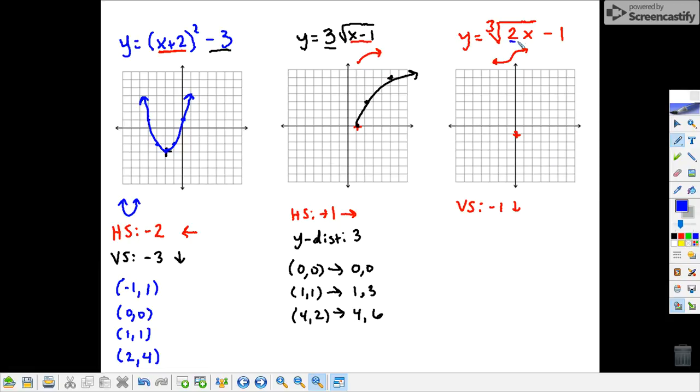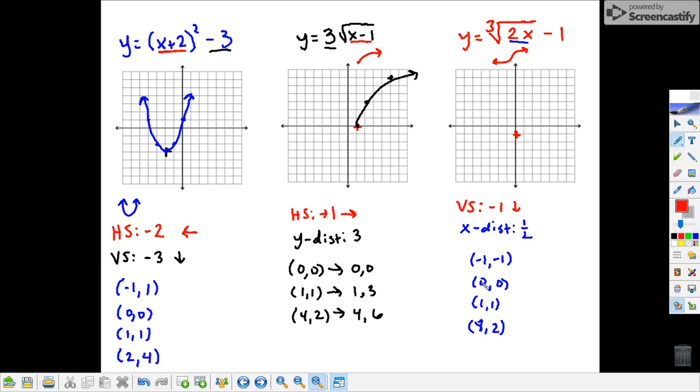Now this 2 inside, it's inside, so it affects your X's, which is why it's an X distortion. Now remember, X distortions, you always do the opposite. So I usually say the X distortion is 2. I guess since I'm doing opposite, I'm going to go ahead and write the reciprocal, so it's a half. So we're splitting all of our X values in half. So our key points are typically -1, -1, 0, 0, 1, 1, and 8, 2. So cube root of 8 is 2.